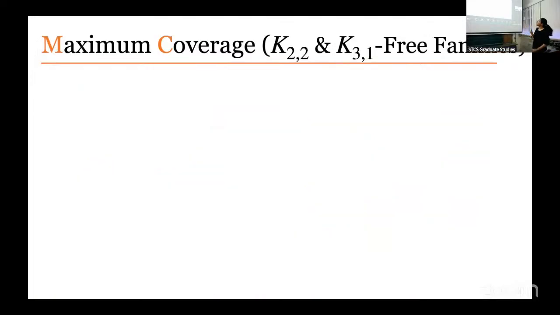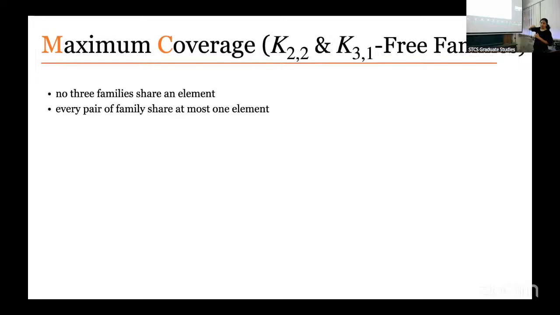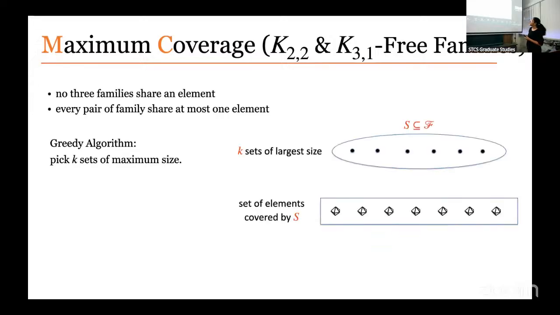So if no three sets share an element, this is the meaning of K_{2,2} and K_{3,1}. But actually, I've written it like this, but it is nothing but vertex cover, partial vertex cover. Just to relate it with the K_{D,D}-freeness, I've written it like this. Is it exactly what it's saying? Yeah, partial vertex cover. So let's look at picking K sets of maximum size.